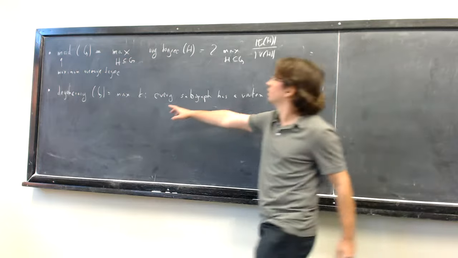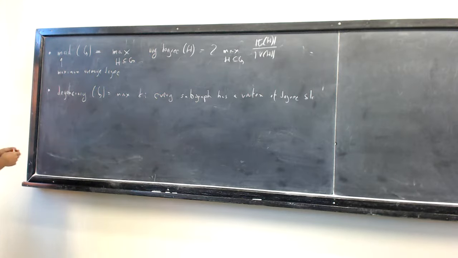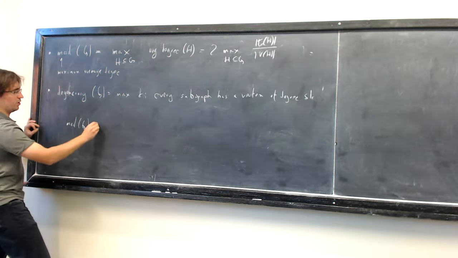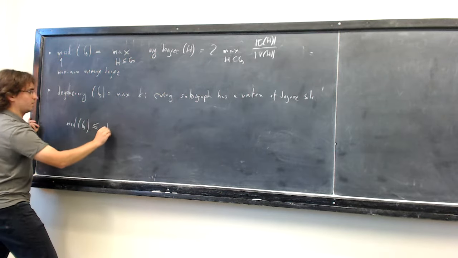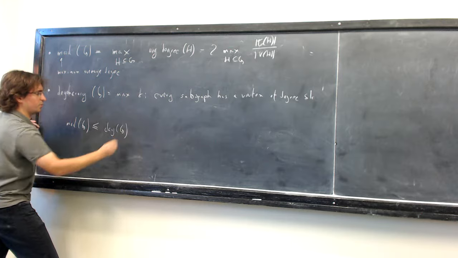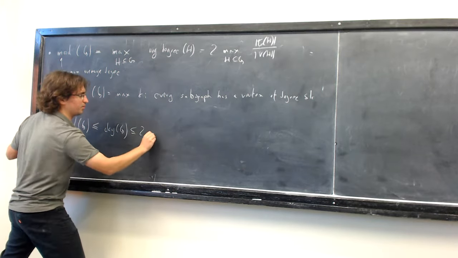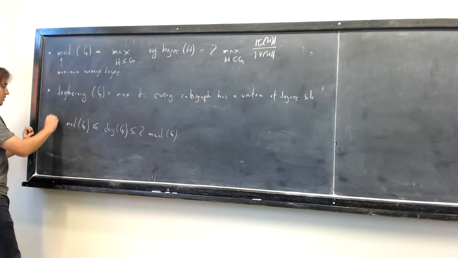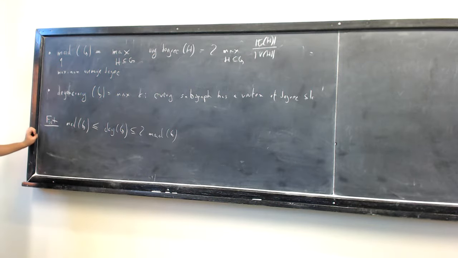Essentially, the degeneracy of G is bounded by twice MAD of G. Tell me if I'm wrong here, but I think that this is how it is.